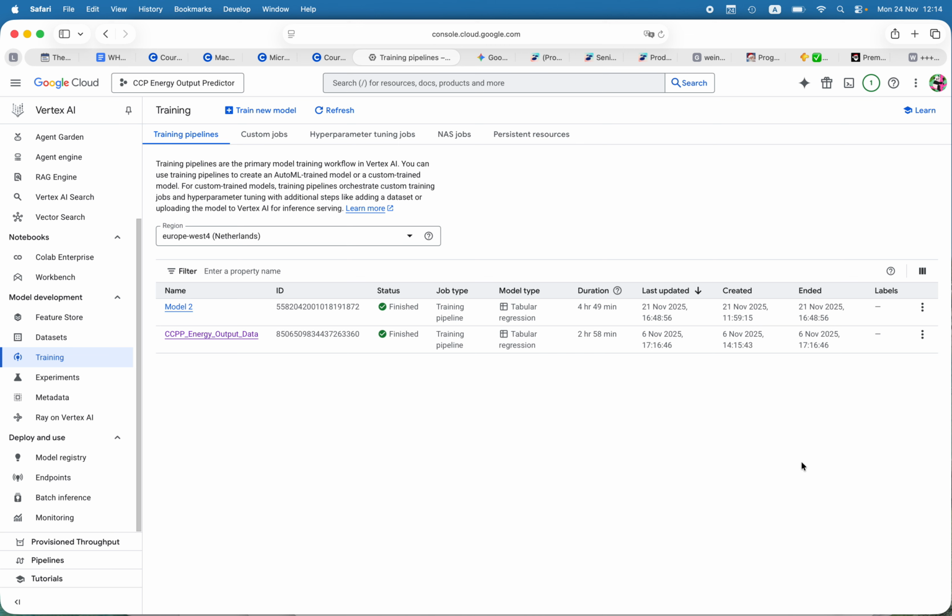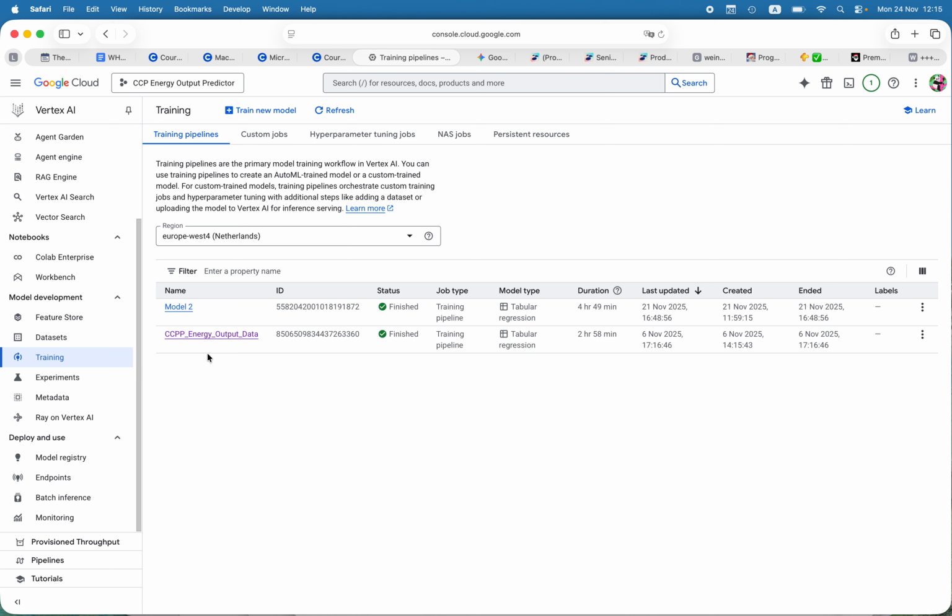So I decided to create two models. Model 1, which is here in the training, is the full feature model. It used all four given features: ambient temperature, exhaust vacuum, ambient pressure, and relative humidity. Model 2 had a reduced set of features, where I was dropping the ambient pressure feature.